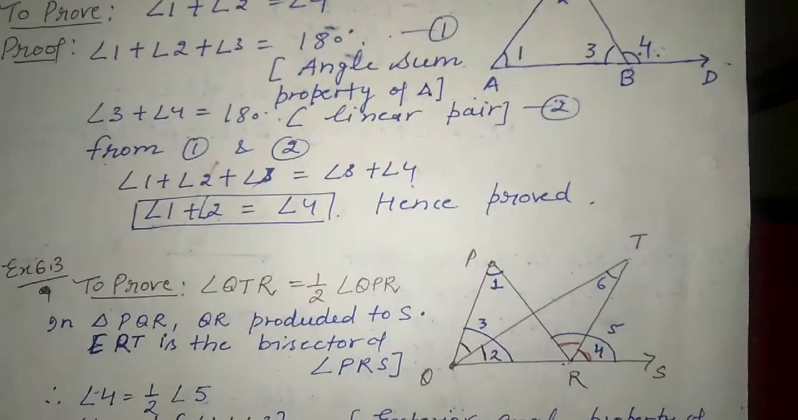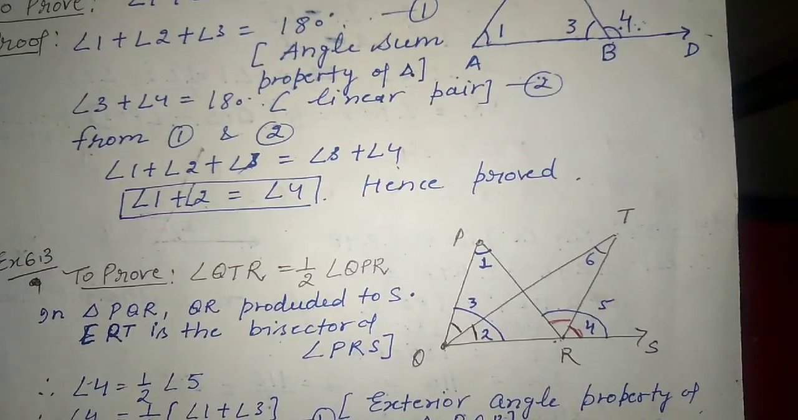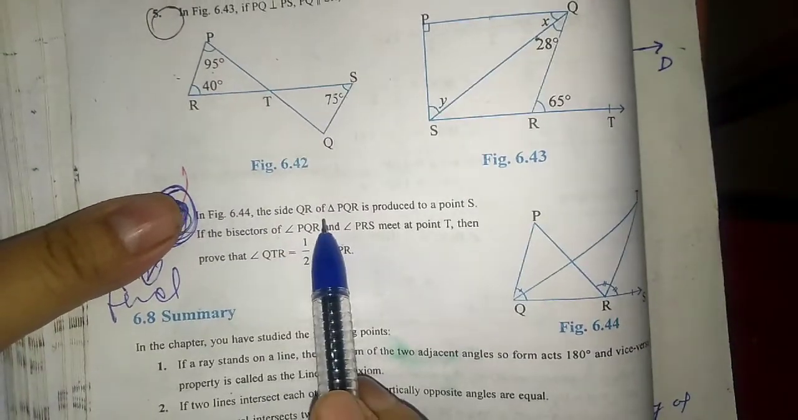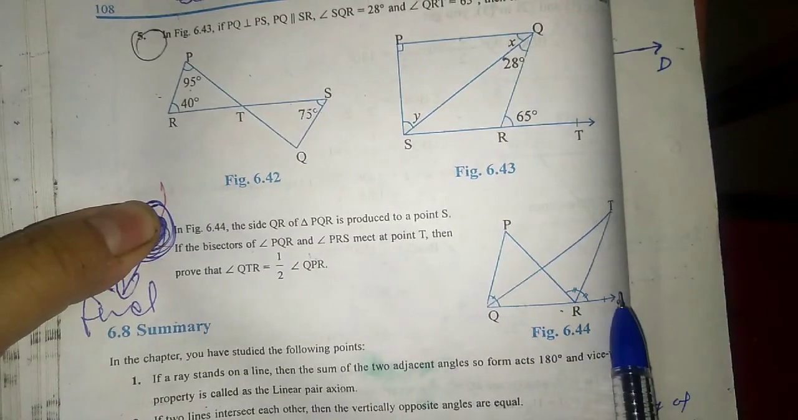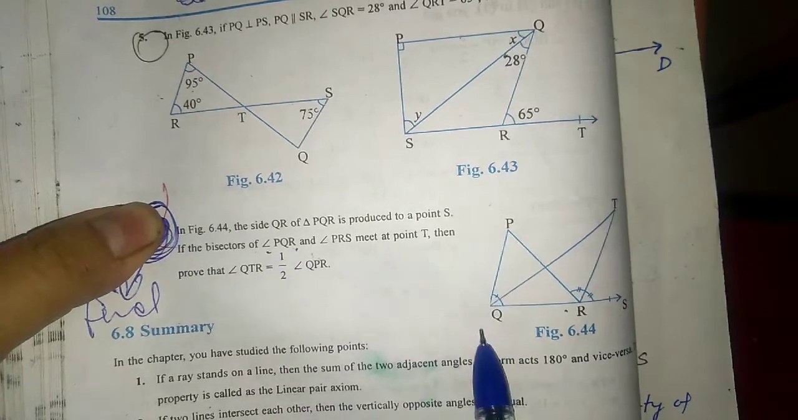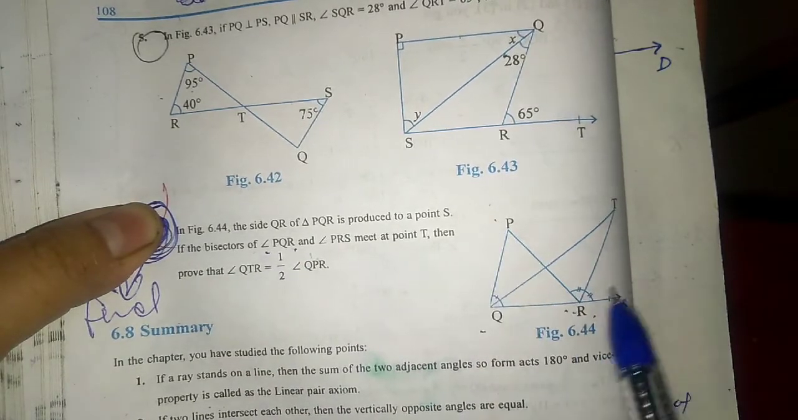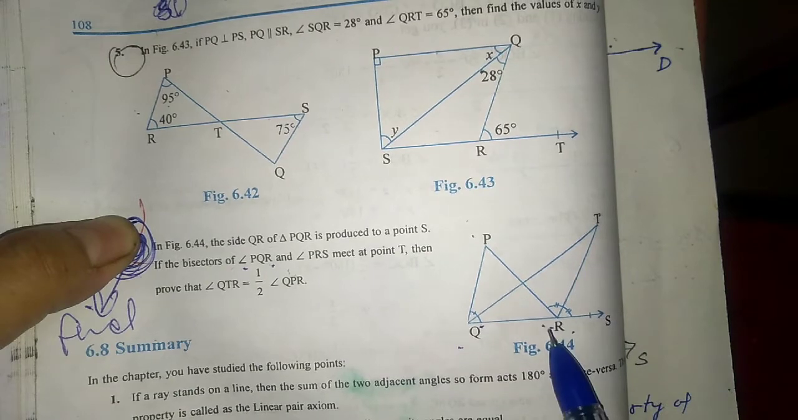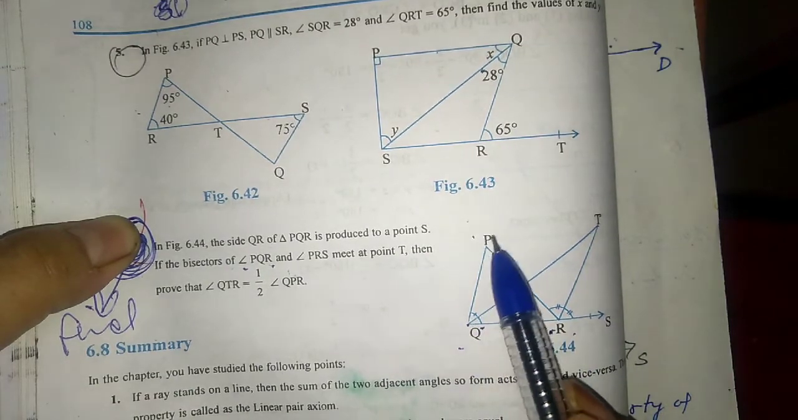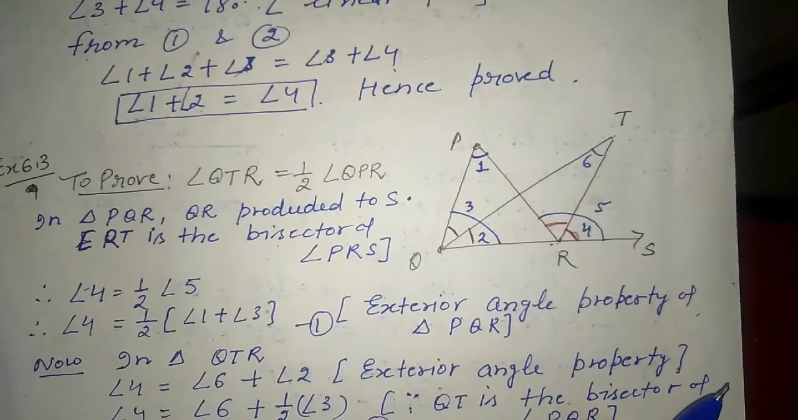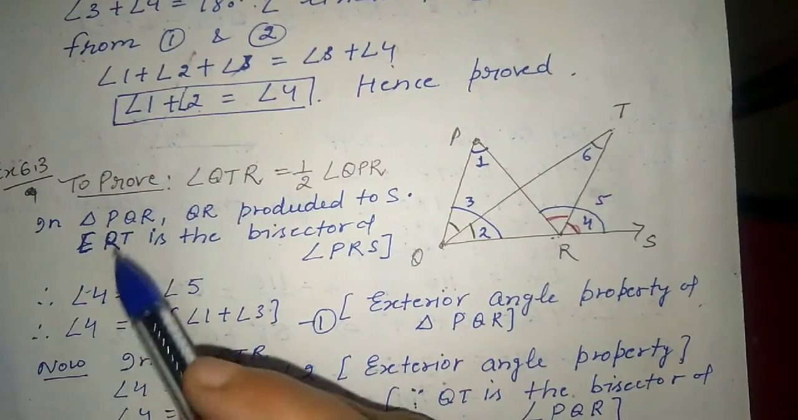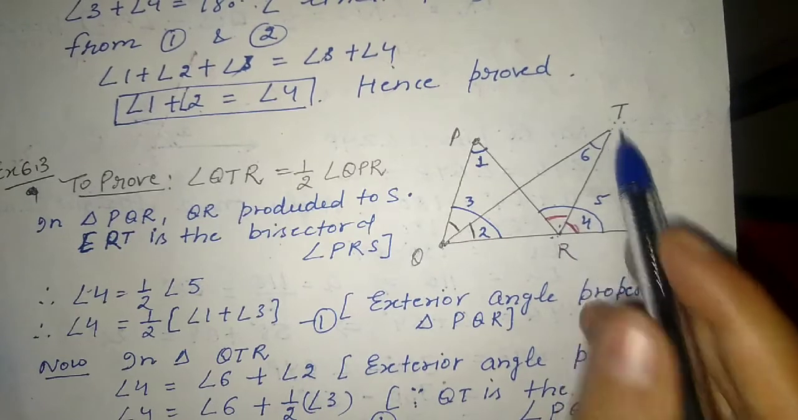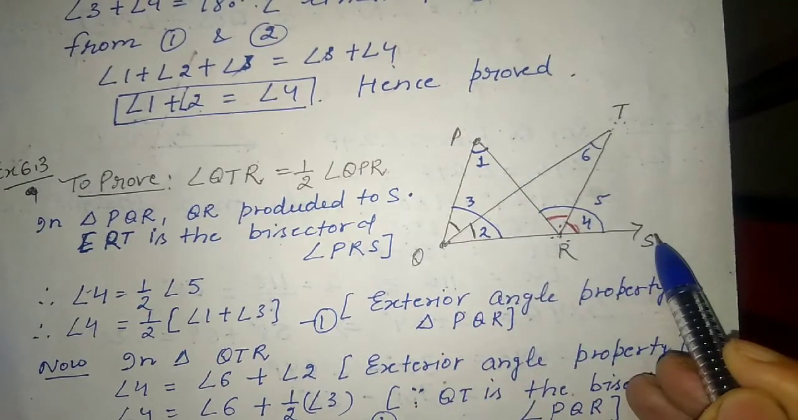Now on the basis of this theorem, we have a question from NCERT exercise 6.3. This is the question given here. The side QR is produced to S. If the bisectors of angle PQR and PRS meet at point T, then we have to prove that angle QTR is half of angle QPR. I have drawn the figure here. QT is the bisector of angle Q, and RT is the bisector of angle PRS. This is given to us. What do we want to prove?